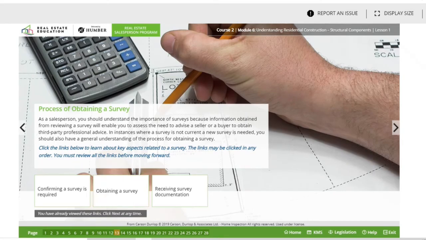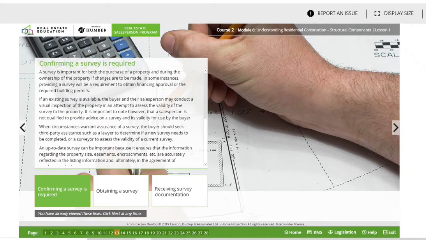The process of obtaining a survey. You should understand the importance of a survey because information obtained from reviewing a survey will enable you to assess the need to advise the seller or buyer. Confirming a survey is required: a survey is important for both purchase and during the ownership of the property. Providing a survey will be required to obtain financing approval or required building permits.